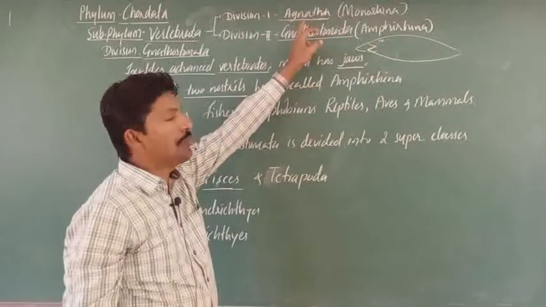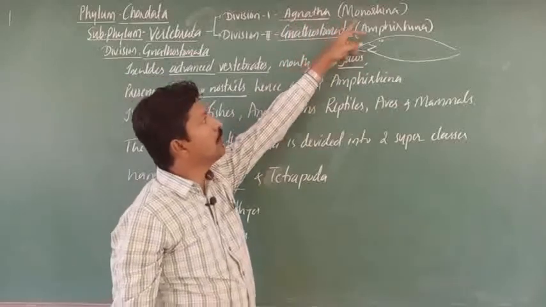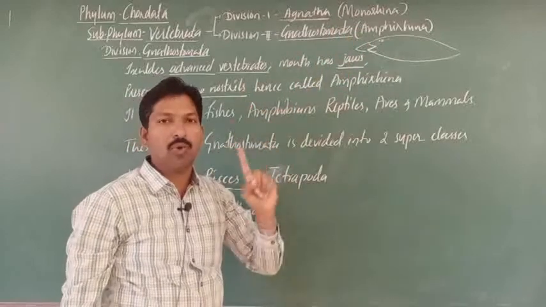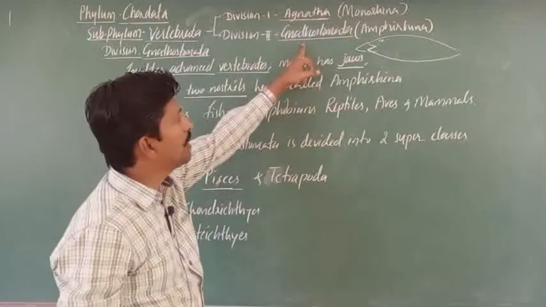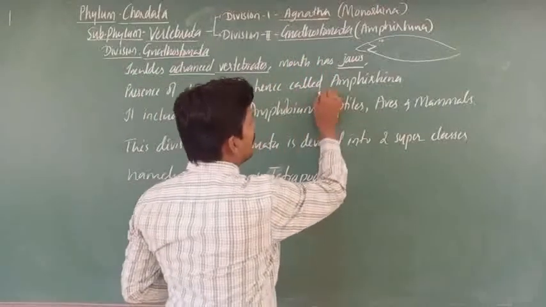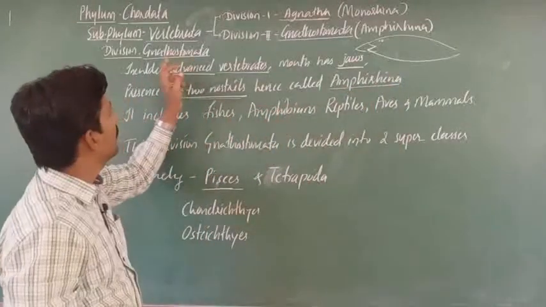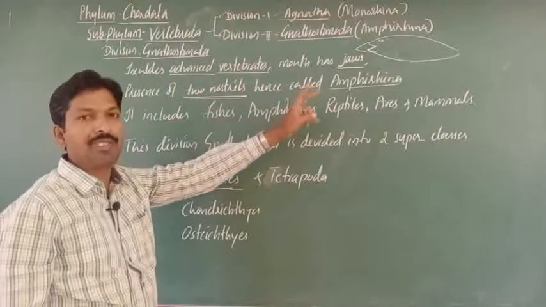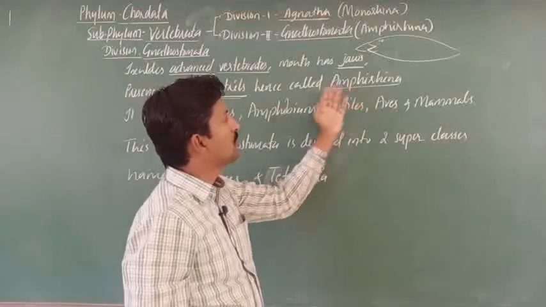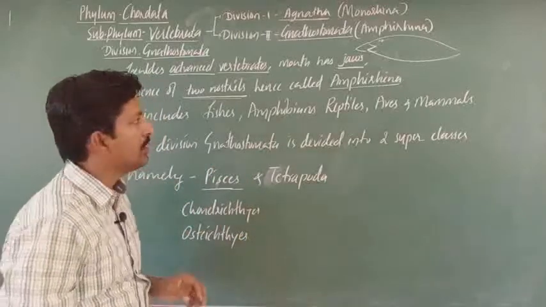The members belong to hagfish or lampreys, so Agnatha shows monorhina, because of the presence of only one nostril. But in Gnathostomata there are two nostrils, so this division is also called amphirhina. Amphi means both sides, left and right. That is the presence of two nostrils, which are openings in the anterior region.